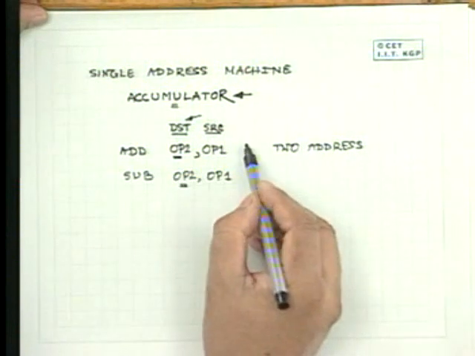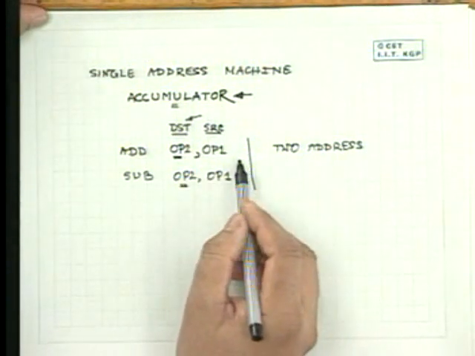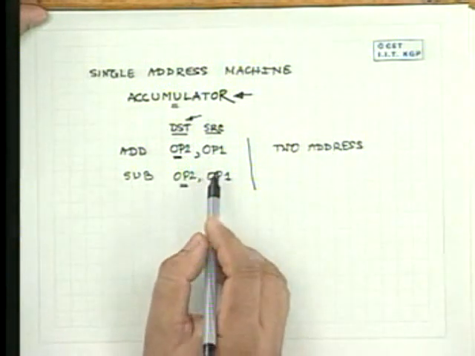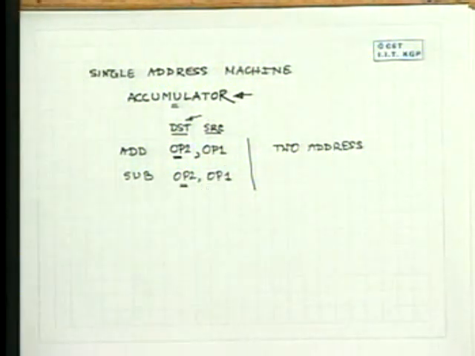But once more, in the case of a two address machine, the maximum number of operands that we can give in an instruction is 2. But the number of operands can be 1, or the number of operands can be 0 also.